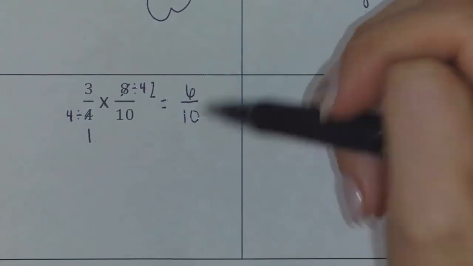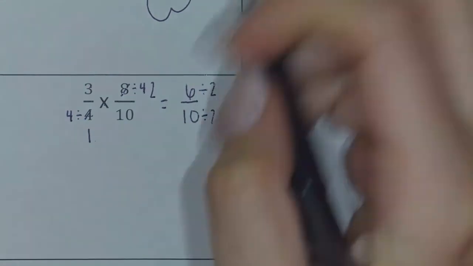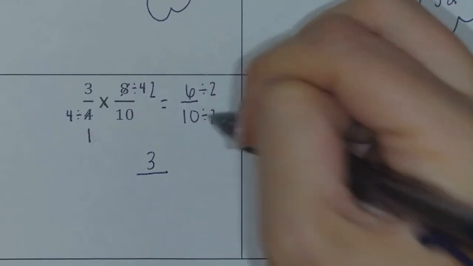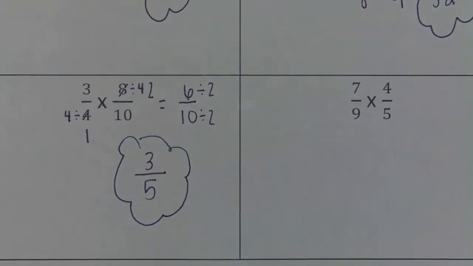Now I can simplify 6/10. They both have the factor 2 in common. So 6 divided by 2 is going to give me 3. 10 divided by 2 is going to give me 5. So I get a final answer of 3/5.